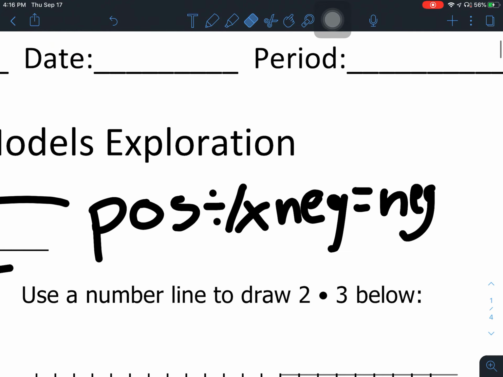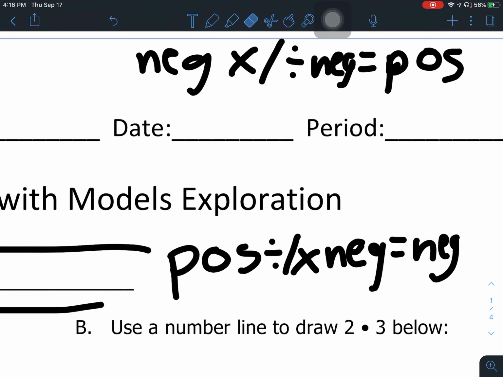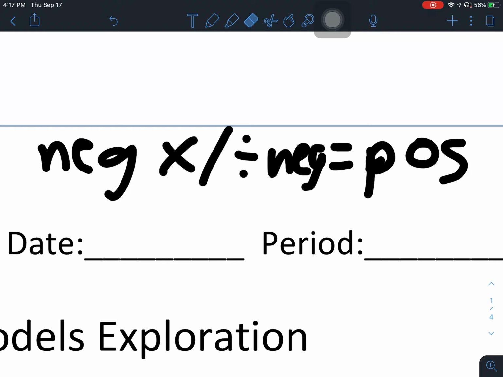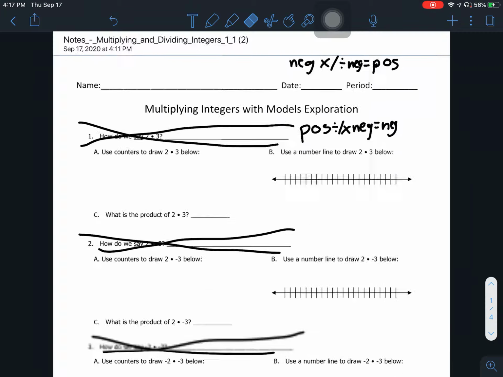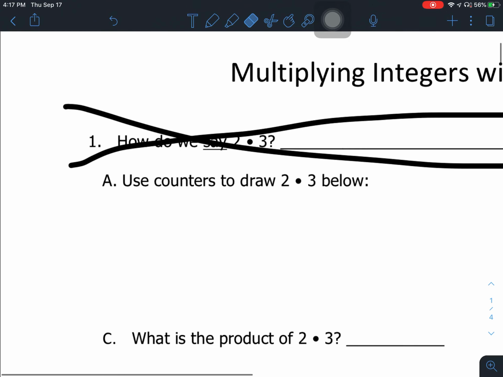Positive divided by or multiplied by negative equals negative. Division and multiplication have the same rules when dividing and multiplying integers. If it's positive divided by or times negative, it will equal negative. If it's negative times or divided by positive, it will still equal negative. But if you do negative times or divided by negative, it equals positive. And obviously if you do positive times or divided by positive, it will equal positive.